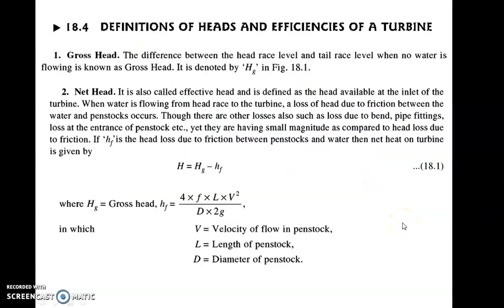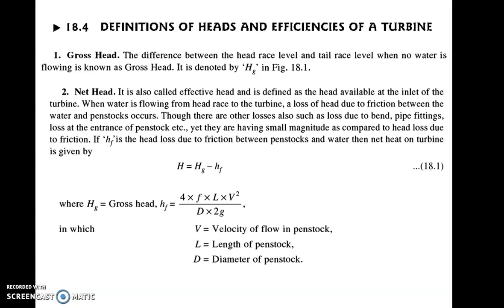So now let us see what are the different definitions of heads and efficiency of a turbine. Now gross head, we have seen, is the difference between head race level and tail race level when no water is flowing. It is denoted by Hg. Net head is also called effective head, and we have seen that it is defined as the head available at the inlet of the turbine when water is flowing from the head race to the turbine.